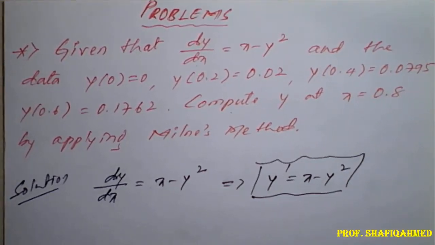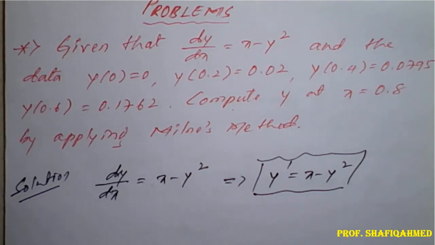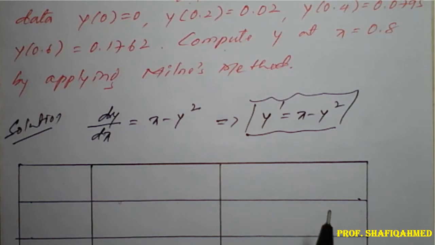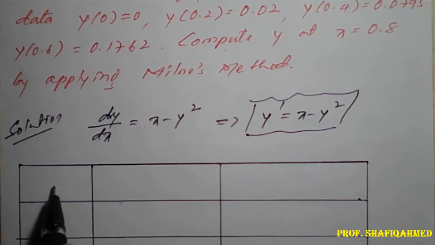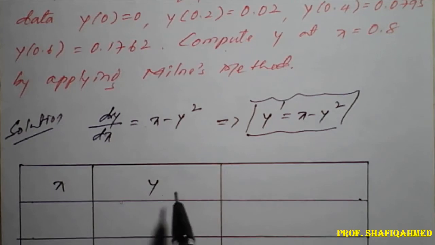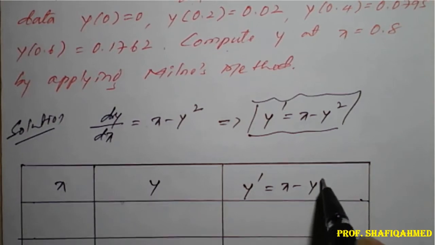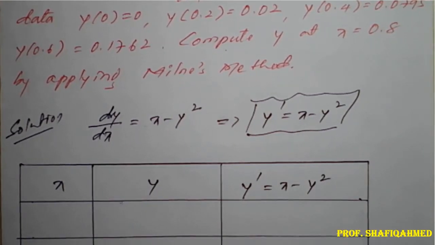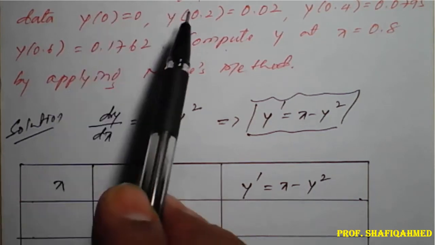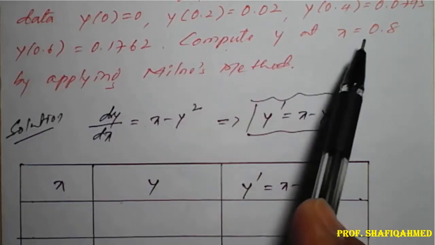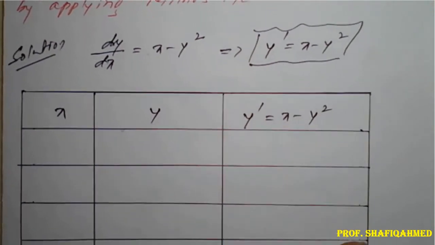Now we'll prepare the following table using the given data, which is essentially required for applying the predictor and corrector formula. So I have taken the table here. This is a column for x value, y value and y dash. Y dash is nothing but x minus y square, the given differential equation. The x values are 0, 0.2, 0.4, 0.6 and 0.8. These are the x values, so I will write it here.